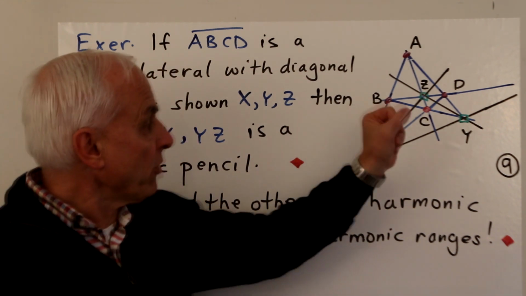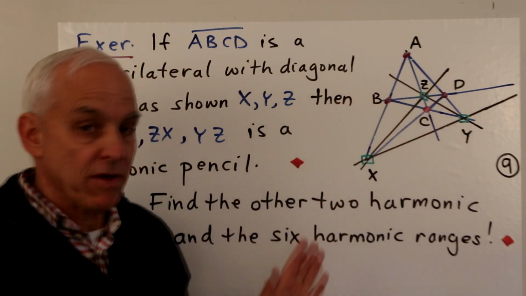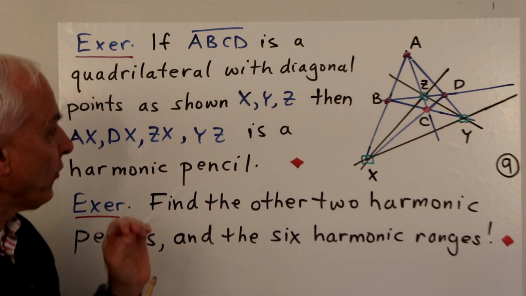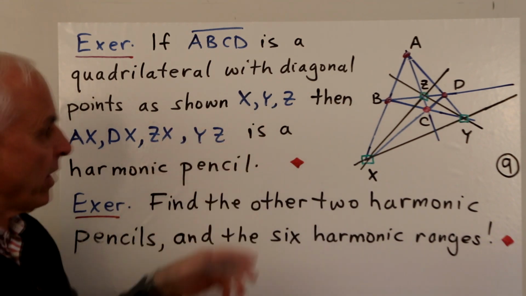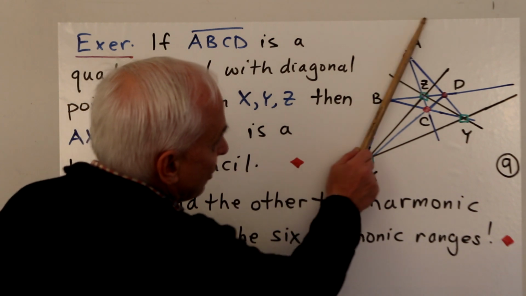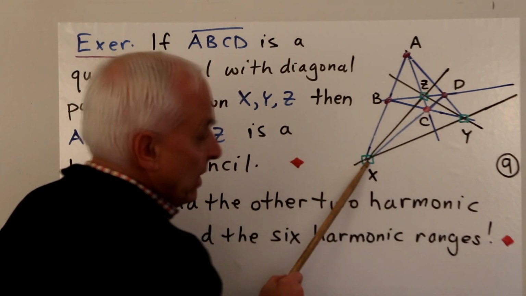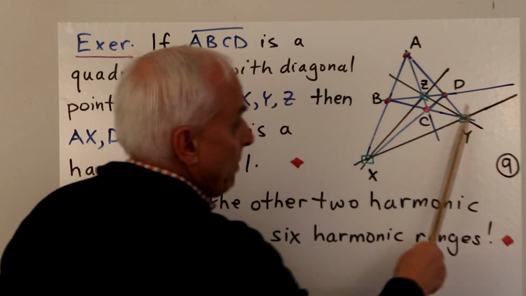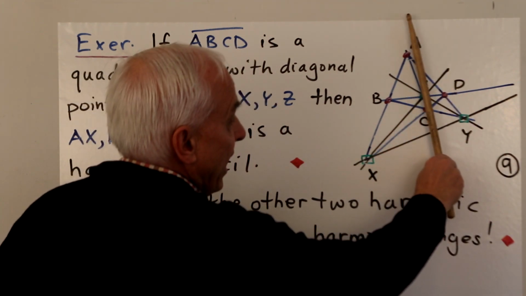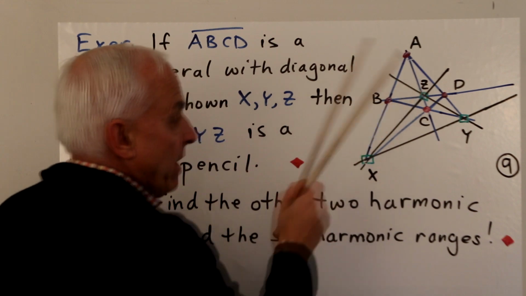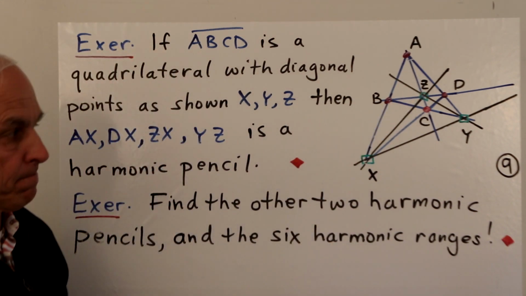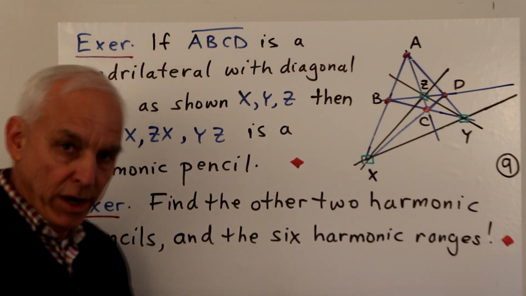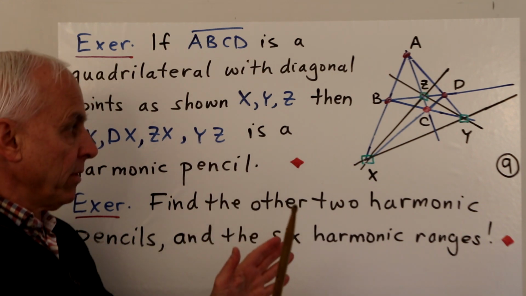So if we have a quadrilateral A, B, C, D, so we have 4 points, and we also have diagonal points x, y, z. We get x by taking A, B, and C, D and seeing where they meet. We get y when we take B, C, and A, D and see where they meet. And we get z when we take A, C, and B, D and see where they meet. Those are the diagonal points of the quadrilateral.